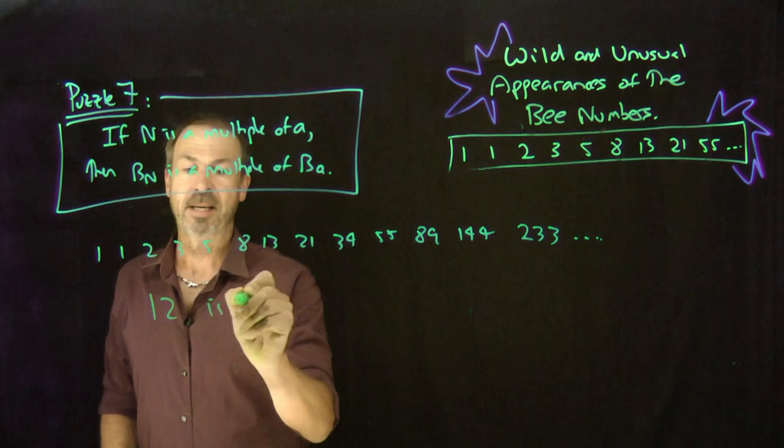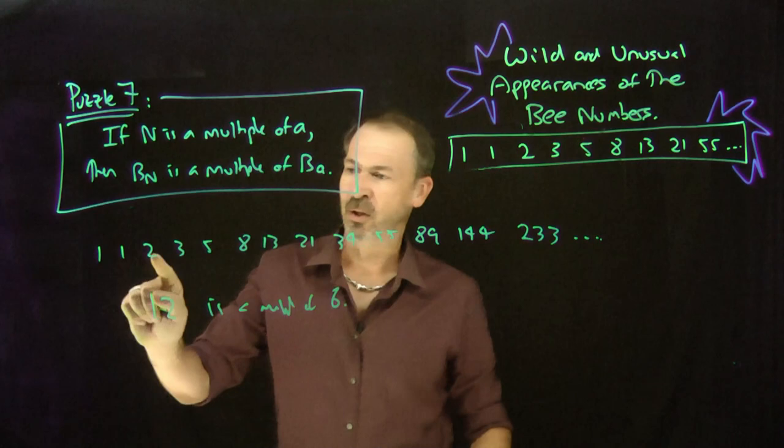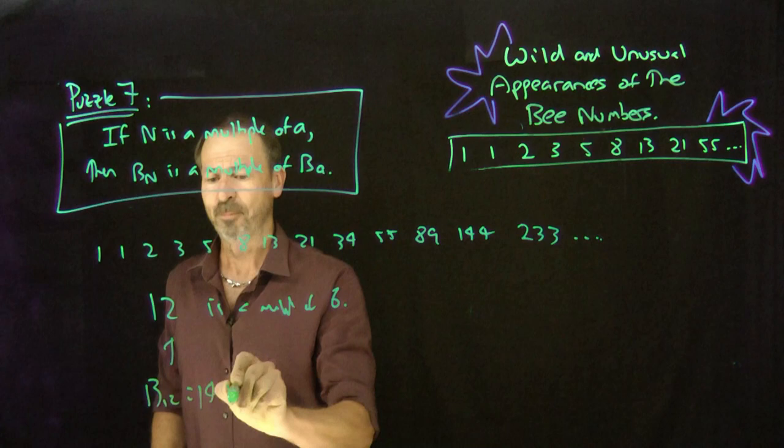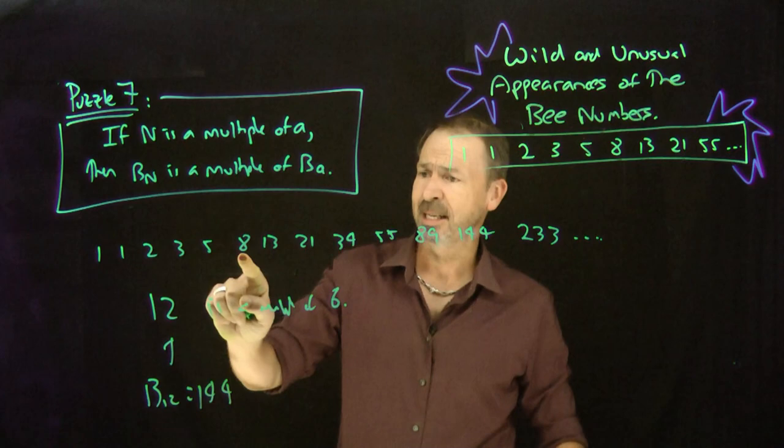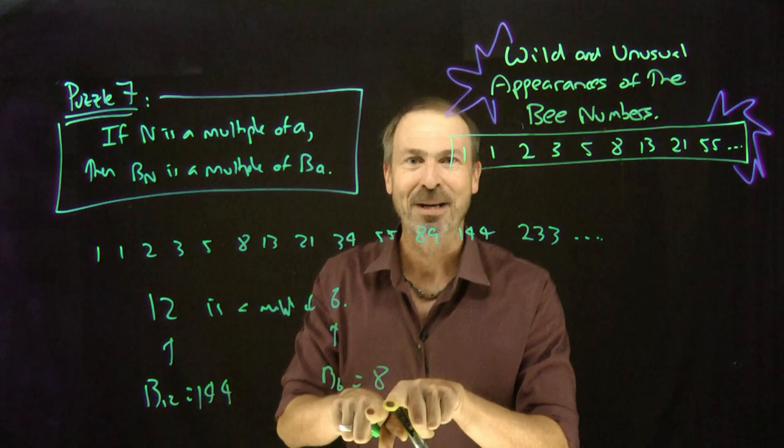Okay, well, what's the 12th B number? 1, 2, 3, 4, 5, 6, 7, 8, 9, 10, 11, 12: 144. So B12 is 144. I claim 144 is a multiple of the 6th one. 1, 2, 3, 4, 5, 6 is 8. B6 is 8, and lo and behold, the 12th B number is a multiple of the 6th B number. And that's true in general. Okay, we're definitely going to prove that today, for sure.